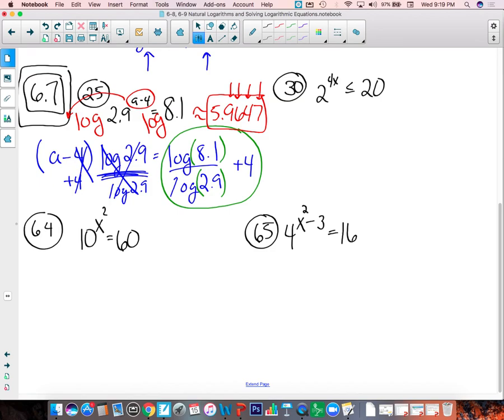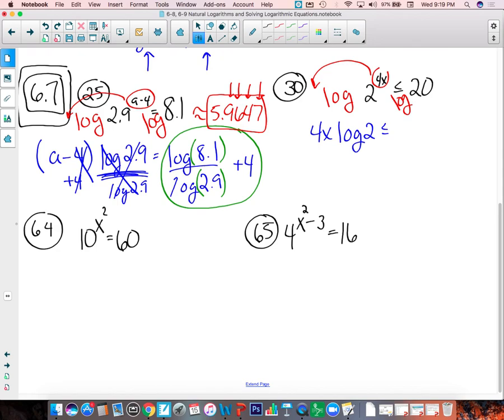Okay. Now number 30, we're gonna have to do the same thing because we have that variable up there in the exponent. So I'm gonna have to take a log of both sides here to get that exponent down. So I take the log, then that 4x comes out front. Okay, so it'll be 4x log of 2 is less than or equal to log of 20.